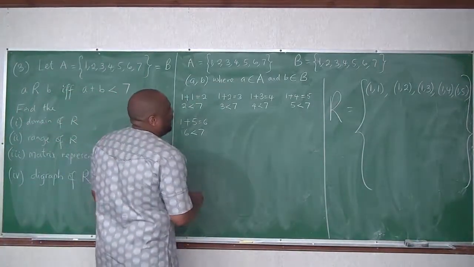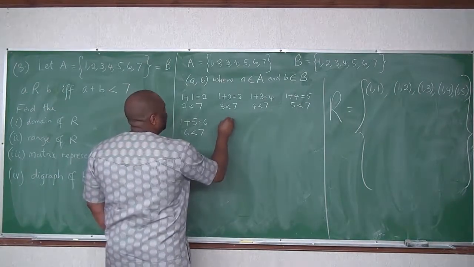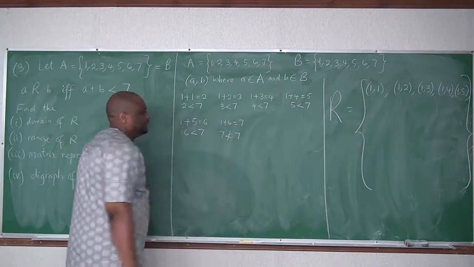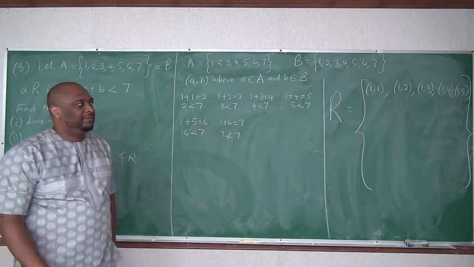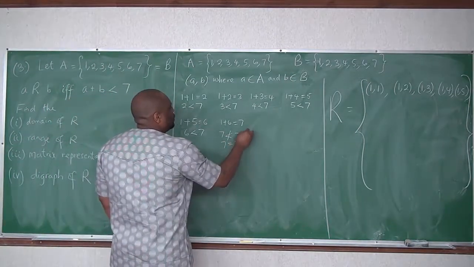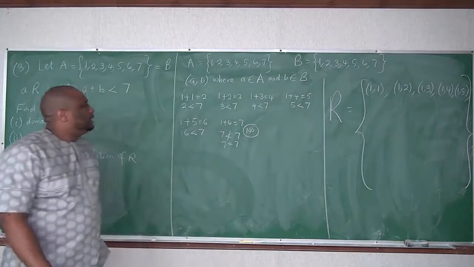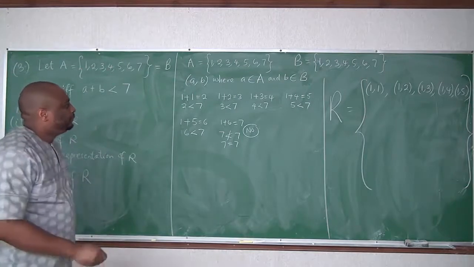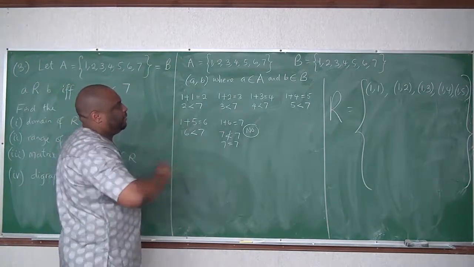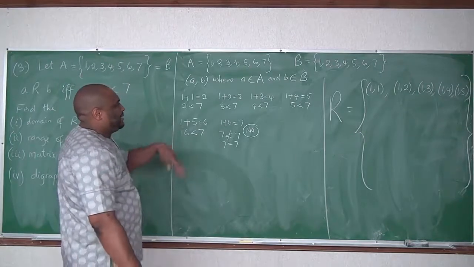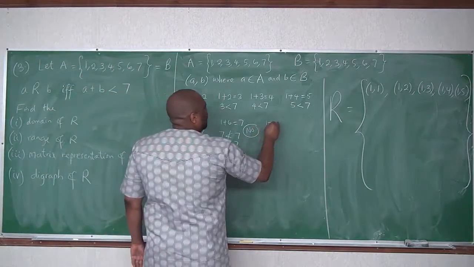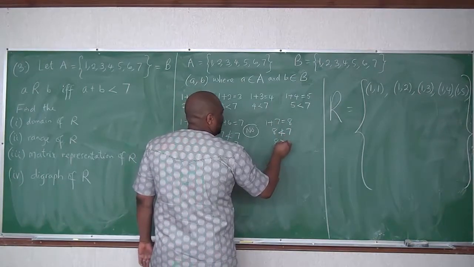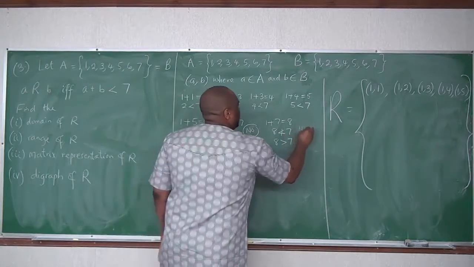Then we get 1 from A and 6 from B. 1 plus 6 is 7. 7 is not less than 7. 7 is equal to 7. So no, this will not work. Then we stop there, we don't need to waste our time. 1 and 7, because that is 8. 1 plus 7 is 8. 8 is not less than 7. 8 is actually greater than 7. So no, this will not work.